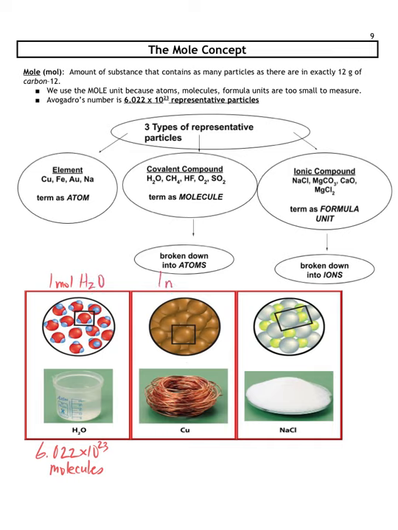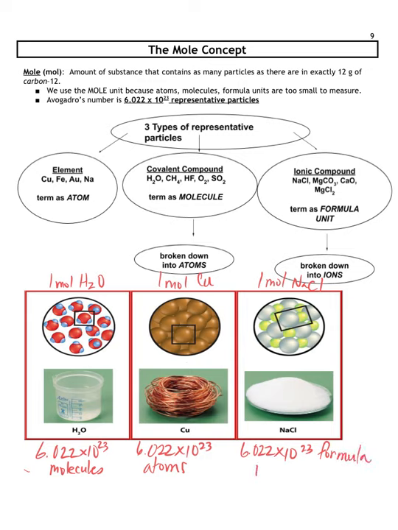What does 1 mole of copper look like? It looks like this roll of wire, and that roll of wire has 6.022 times 10 to the 23rd atoms, because this is copper, a single element. Now this last one, a mole of sodium chloride, which is salt, has 6.022 times 10 to the 23rd formula units.